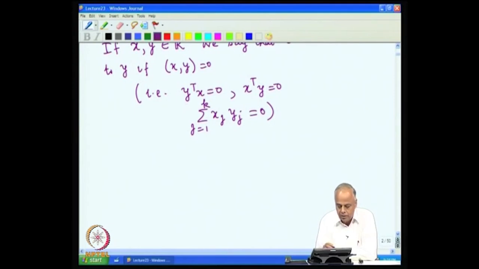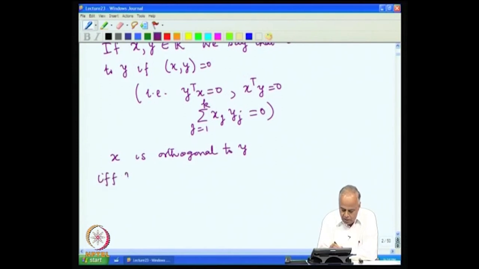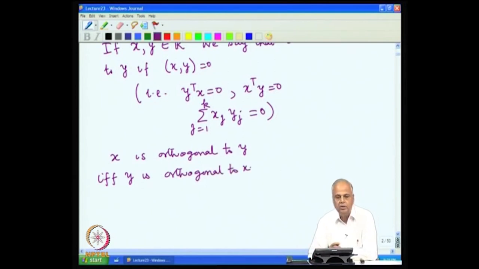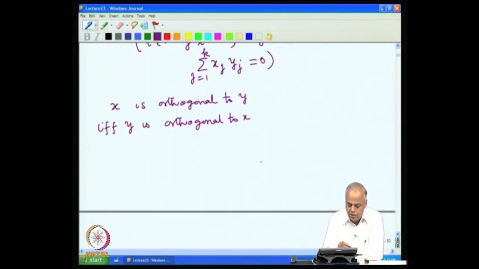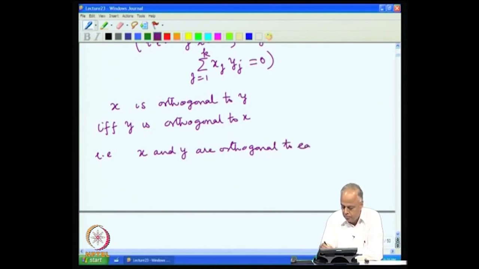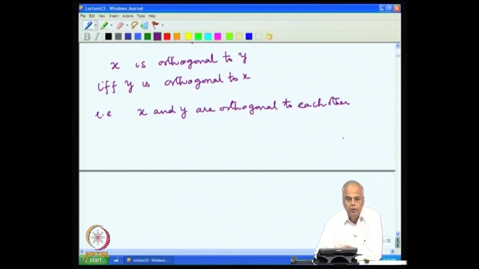From the definition, the symmetry tells us that x is orthogonal to y if and only if y is orthogonal to x. So, from now on, instead of saying x is orthogonal to y and y is orthogonal to x, we will just say x and y are orthogonal to each other. So, the orthogonality comes from the fact that the inner product is 0. The inner product induces the notion of orthogonality, and orthogonal is a geometric notion.